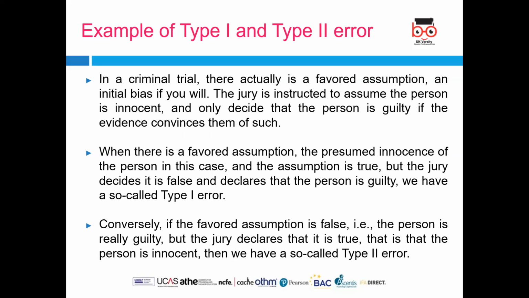So when we are assuming the person is not guilty, but the person is actually guilty, then we have a so-called type 1 error. But if the favored assumption is false, for example, if the person is guilty but the jury declares that the person is innocent, then we have a so-called type 2 error. So hypothesis testing is basically carried out to remove the biases and remove these type 1 and type 2 errors.